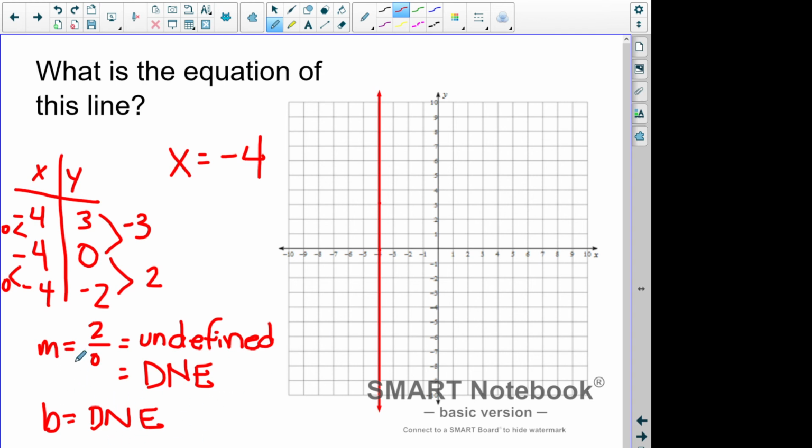So here we have a slope that's undefined. We have a y-intercept that's undefined. Our y value doesn't make any difference. And so the way we define that equation is just x equals negative 4. So the equation is x equals negative 4? Yeah. And this is one of the exceptions here, right? We can't write this line as y equals mx plus b because m is undefined and b is undefined. So the only thing we have defined is that x is negative 4.